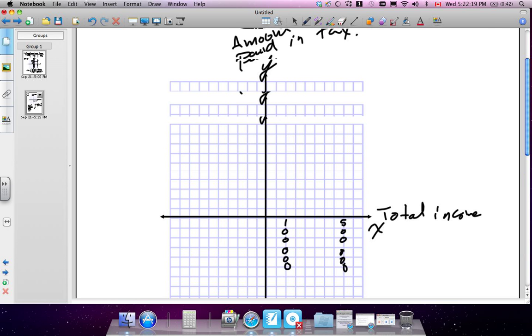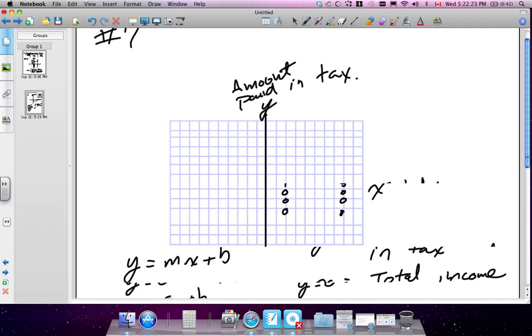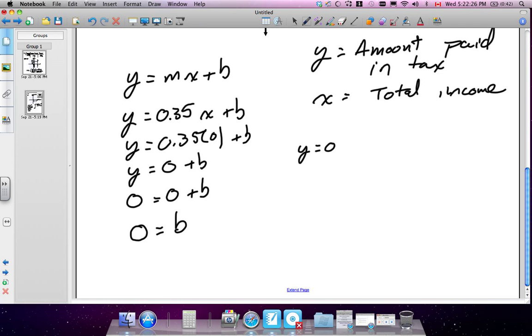Now the next thing we've got to figure out, now that we know that our y equals mx plus b is really just y equals 0.35 times x. Our b is 0, so we don't have to include it. So this is our equation to start. Next we've got to figure out how much I'm going to pay in tax if my total income is 100,000. That's our max point. So I would substitute 100,000 in for my x.